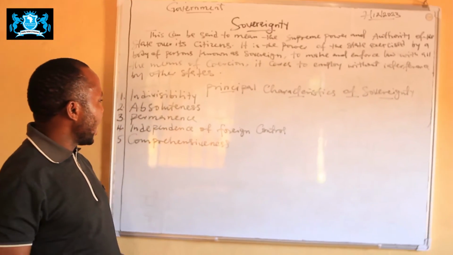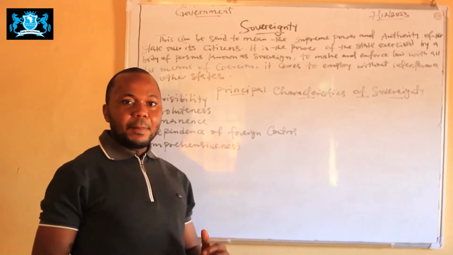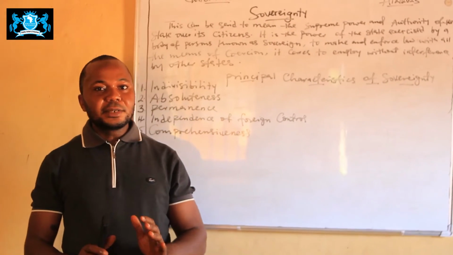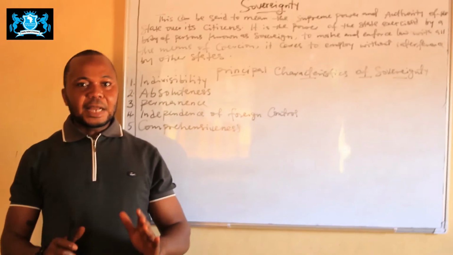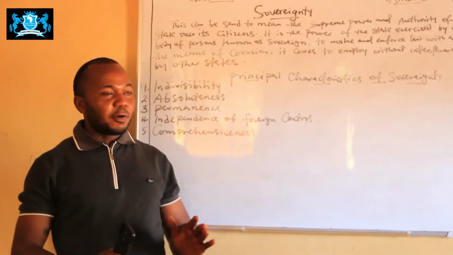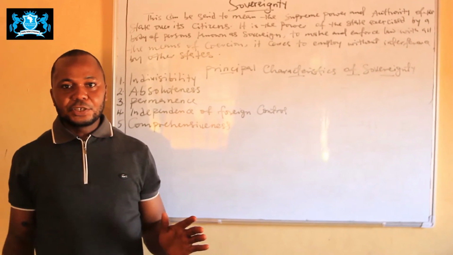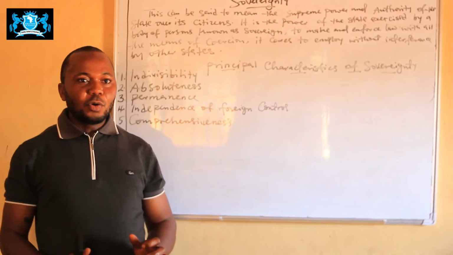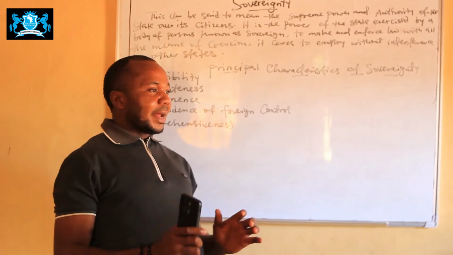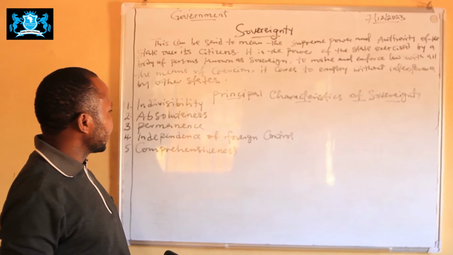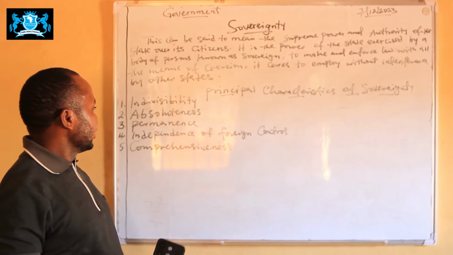Okay, the number three here we have is permanence. Permanence means that sovereignty remains there forever. It cannot change. It remains there from day one till when the world will vanish. Are you with me? So permanence is one of the principal features of sovereignty.